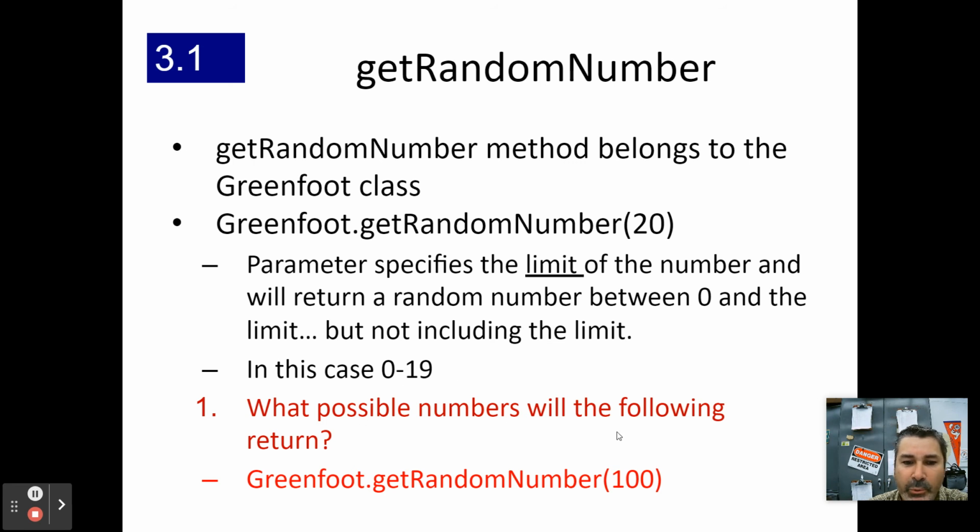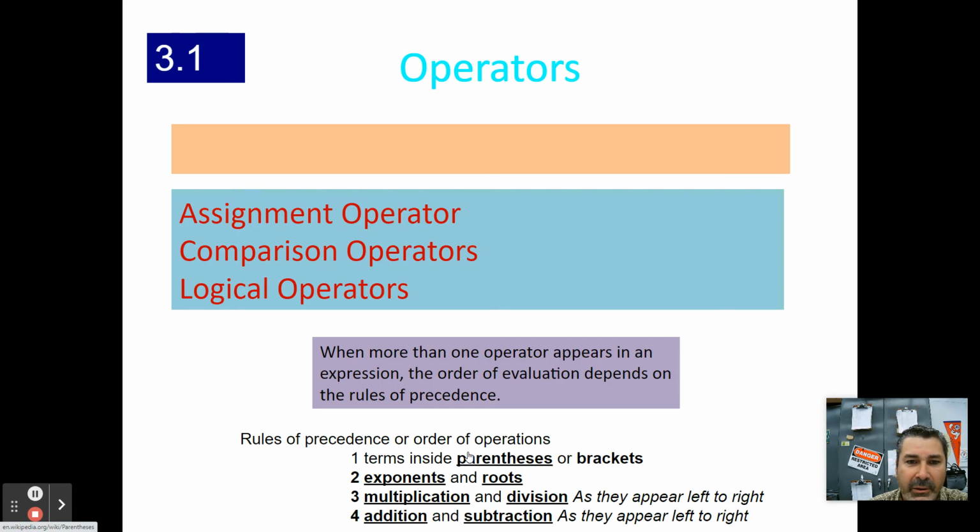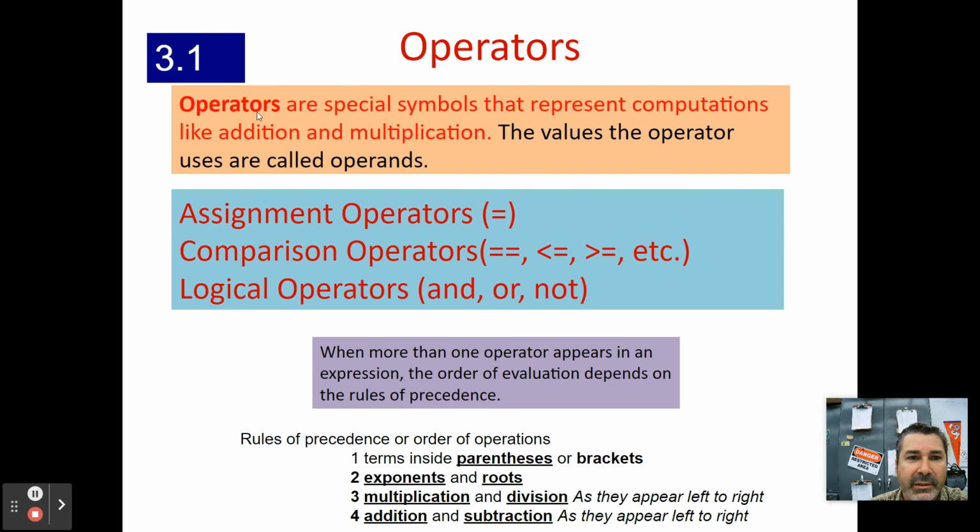What possible numbers will the following return? Greenfoot.getRandomNumber(100). Write this down in your notes. What will that give us? Okay, so now get out your handout. We got the blue thing, and write this down.